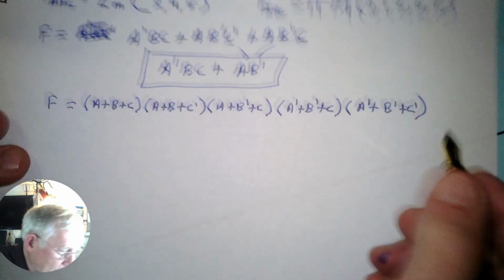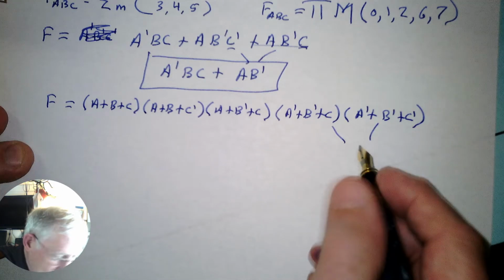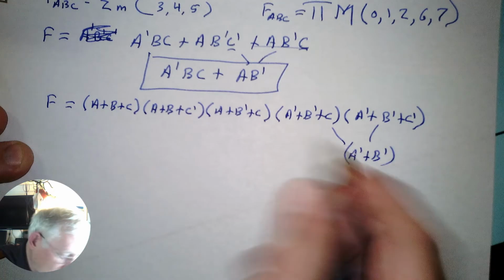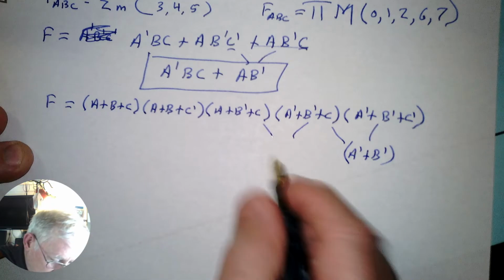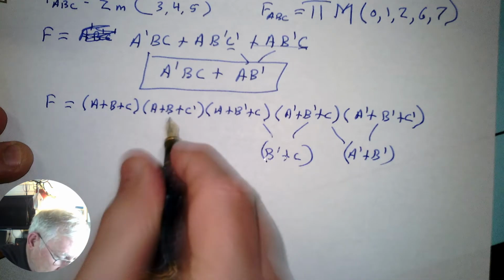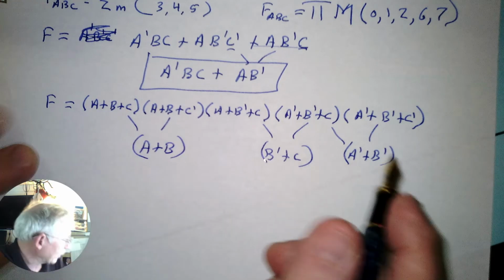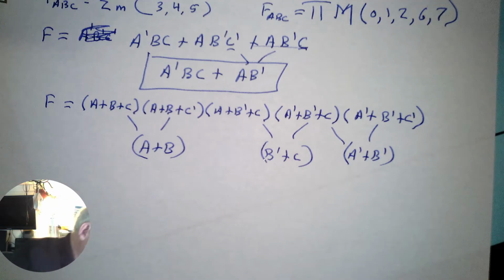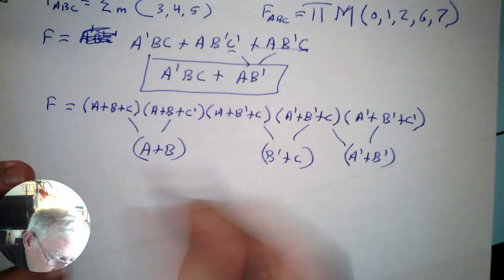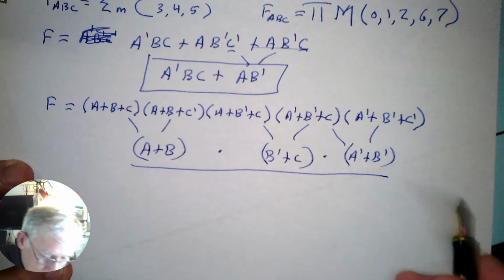Now, what can I combine? Well, I can combine these two to a prime plus b prime, and I can combine these two to b prime plus c, and I can combine these two to a plus b. Let's see if that worked out like I thought it should. So I have 3 terms, and these are ANDed together.